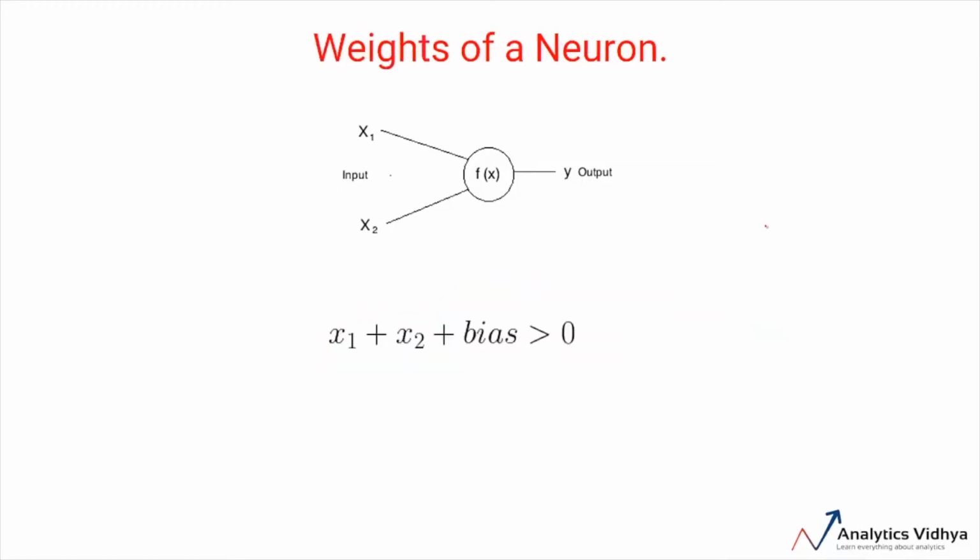So far, even in our calculation, we have assigned equal importance to all the inputs. For example, here x1 has a weight of 1, x2 has a weight of 1 and the bias has a weight of 1. But what if we want to have different weights attached to different inputs? Let's have a look at an example to understand this better.